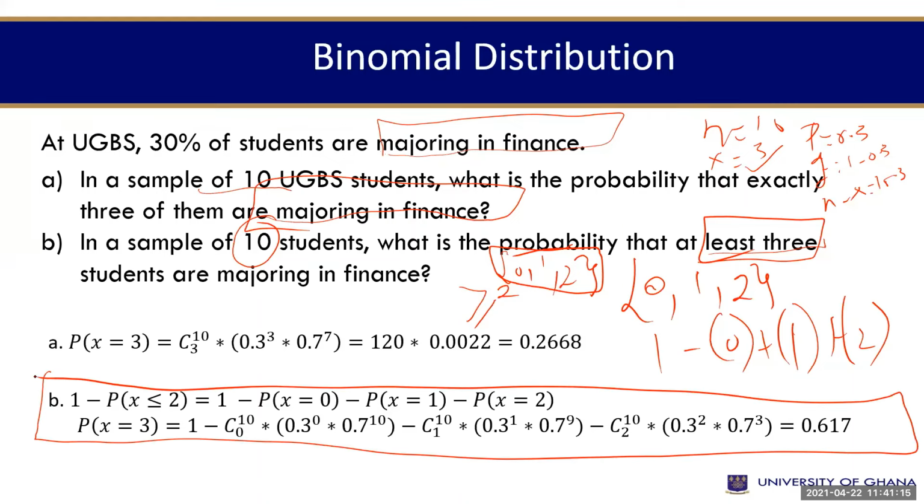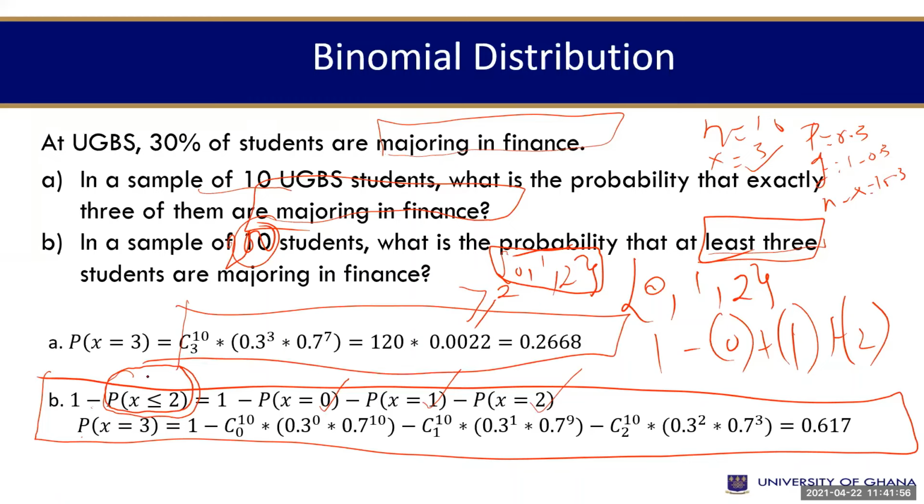If it is difficult to compute the probability that at least three students, so if you have like 200 students and we are only looking at the probability that at least three students, you can't do 3 to 200. Smart way is to do the probability that it's less than 3. So you are looking for 1 minus the probability that it is less than or equal to 2. And X here will be 0, X will be 1, or X will be 2.